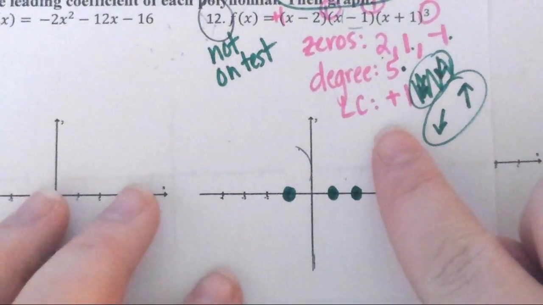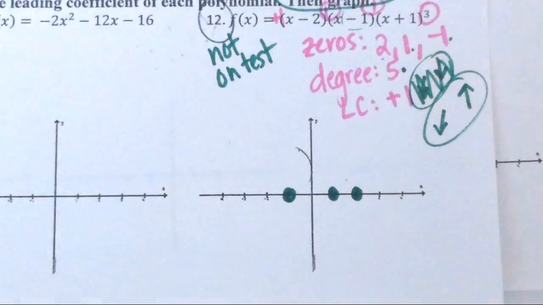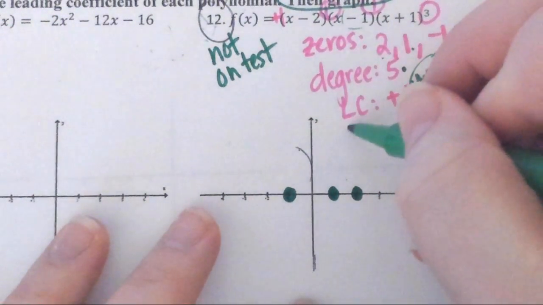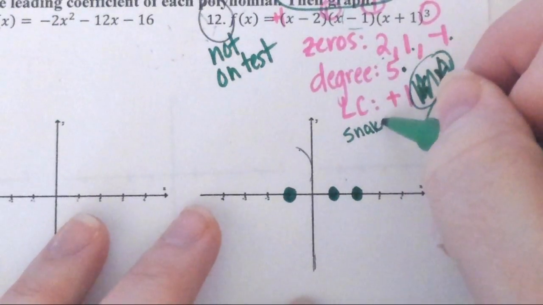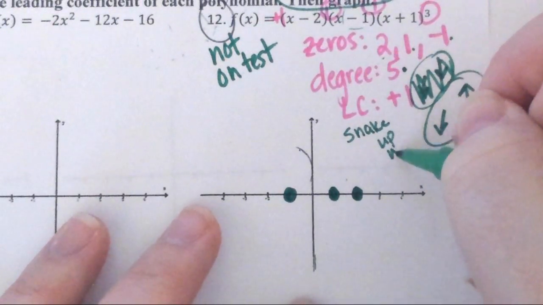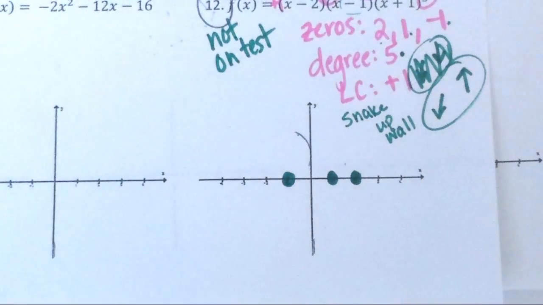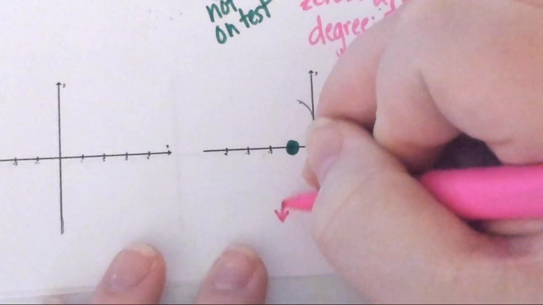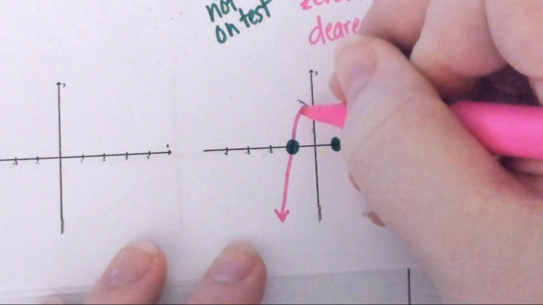But since the leading coefficient is positive, I want a snake up the wall. Yeah, because it would start negative, then it would go up top. Because it would start negative and go up positive. Right. So again, since the degree is 5, I know my end behaviors are opposite. And then since it's a positive leading coefficient, my snake's going up the wall. So I'm going to start down here and make my snake go up the wall.